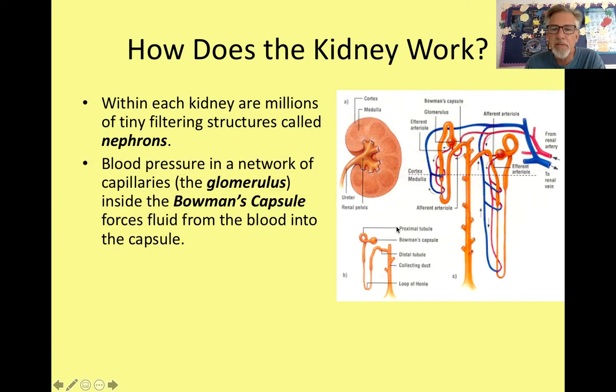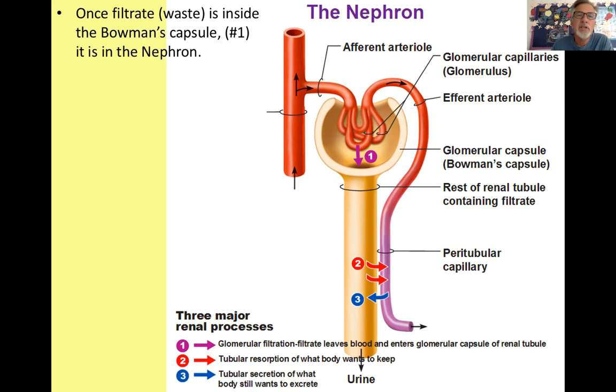A network of capillaries called the glomerulus, which are inside a capsule-like structure of the nephron, which is called the Bowman's capsule, forces fluid from the blood into the capsule. So here's this capillary network called the glomerulus. Blood pressure forces fluid out into the nephron. Once the filtrate, the waste, is inside the Bowman's capsule, it is in the nephron.